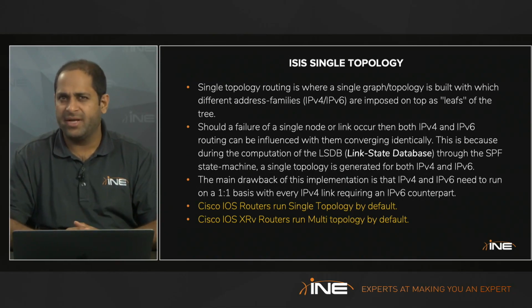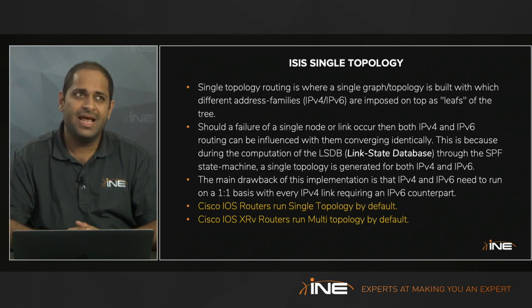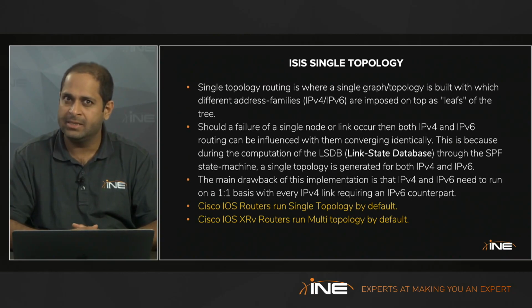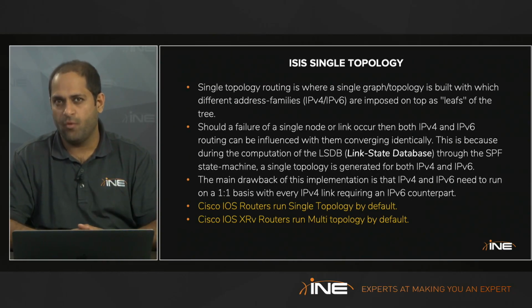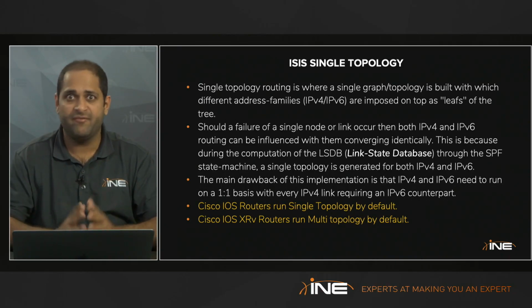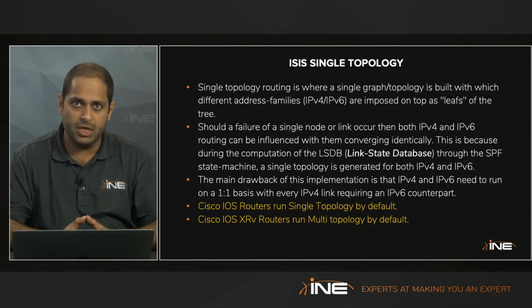The only drawback that I can think of would be that if a single link fails, it affects both address families. And the second drawback is that you need to have an IPv4 and an IPv6 address on that interface. So you have to have both IP addressings on a single interface. Otherwise, you cannot run single topology.